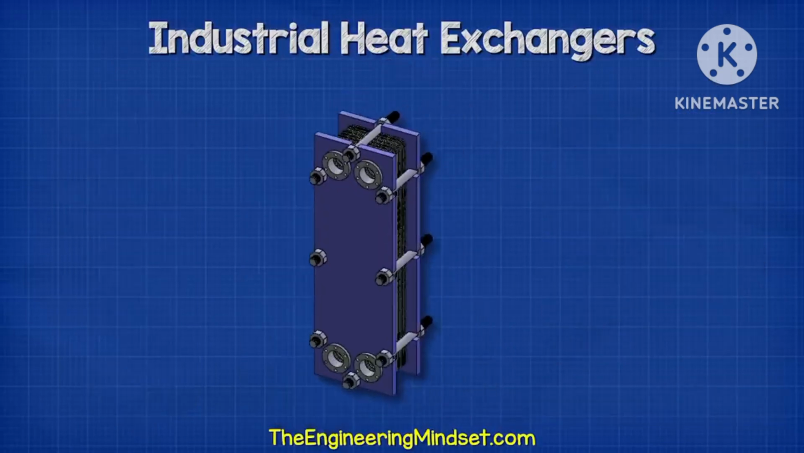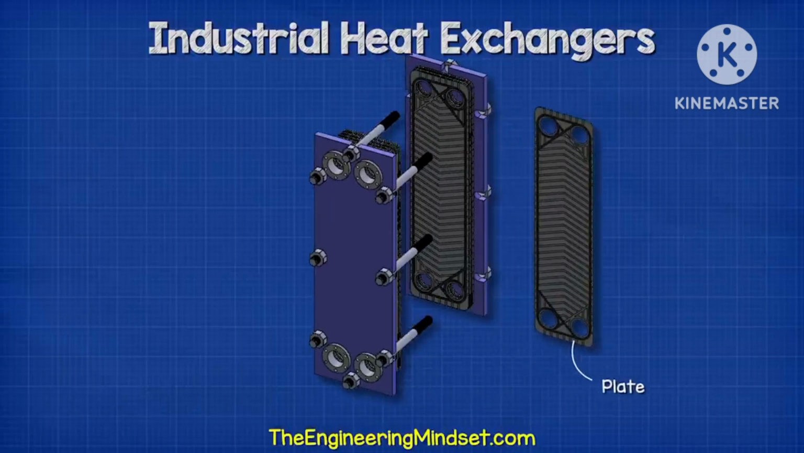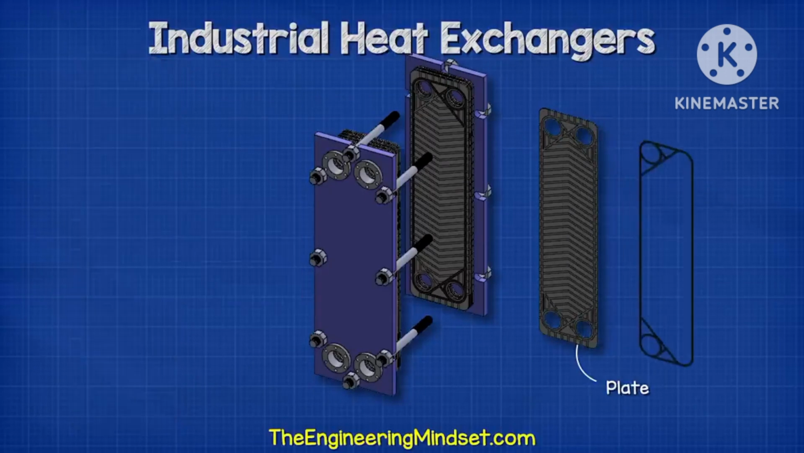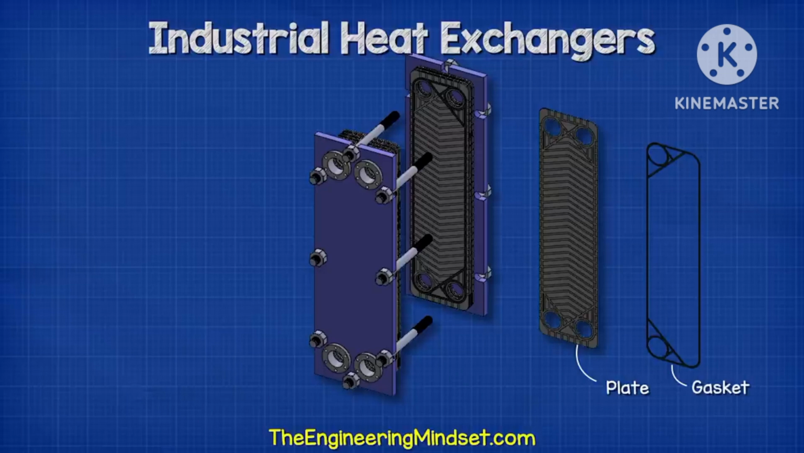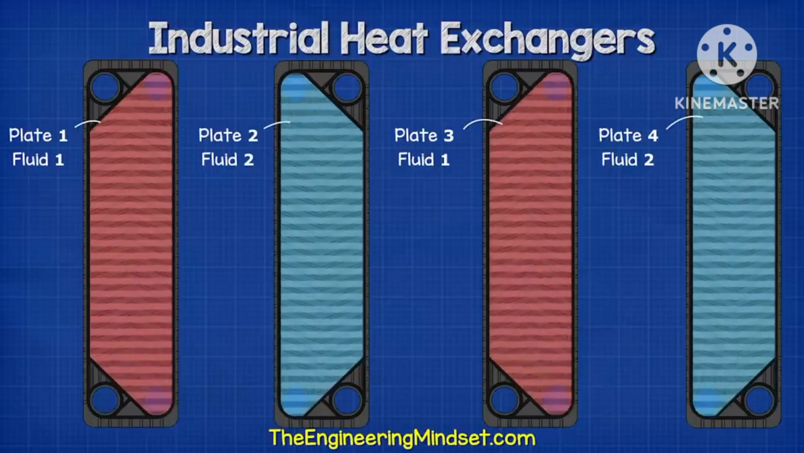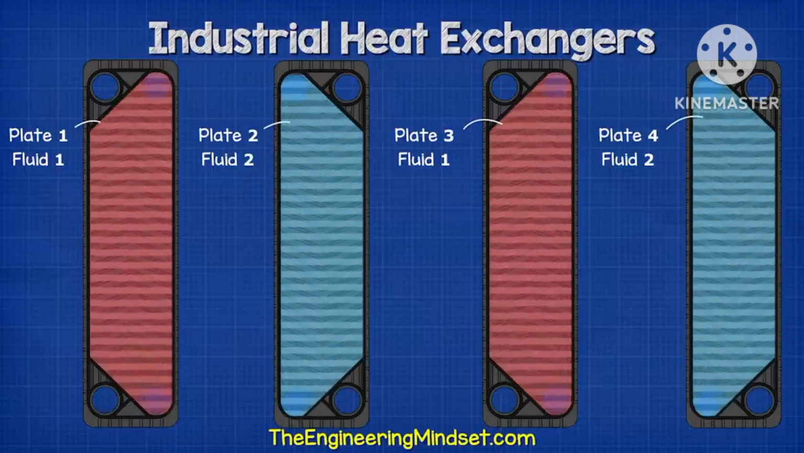Between the end covers, we find a number of plates, which are thin sheets of metal with a pattern stamped into them. Typically, these will be made from stainless steel. These patterns will help direct the fluids and create a very turbulent flow, which increases the heat transfer. Between each of these plates is a seal known as a gasket. This is typically made from rubber. These gaskets separate the plates, creating a thin channel between them, which fluid can then flow through.